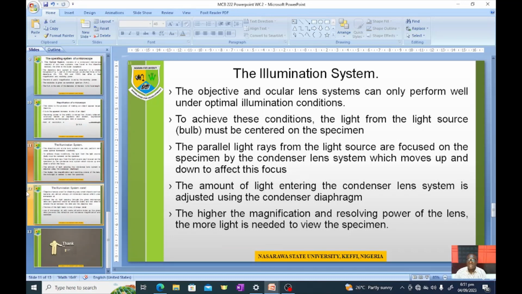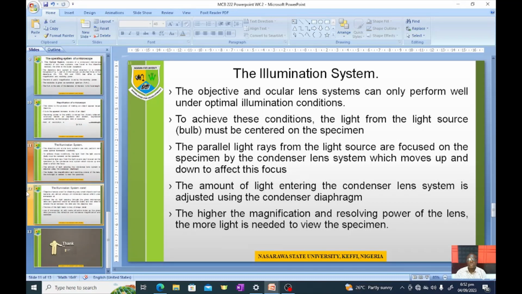The parallel light rays from the light source are focused on the specimen by the condenser lens system, which moves up and down to affect the focus. The amount of light entering the condenser lens system is adjusted using the condenser diaphragm, as said earlier. The higher the magnification and resolving power of a lens, the more light is needed to view the specimen, and the more light, the brighter, the more details, the better the resolution.